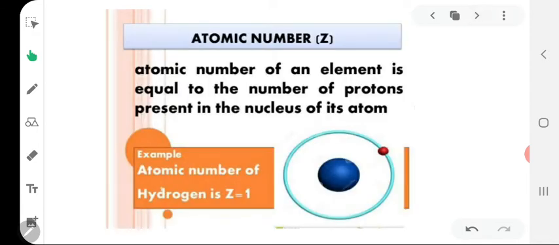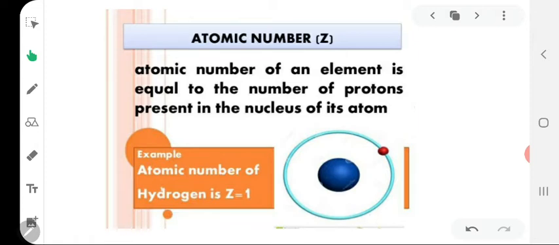Based upon this understanding, we shall now study 2 important concepts. The first one being atomic number. What is atomic number? Atomic number of an element is equal to the number of protons present in the nucleus of its atom.